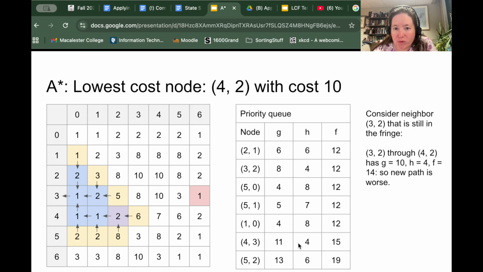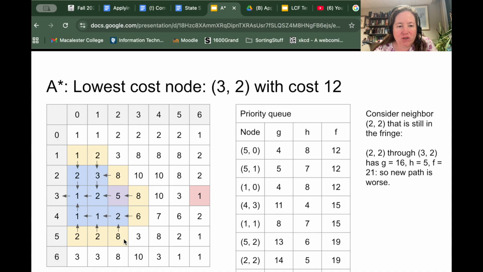We then go to try 4,2. 3,2 is a neighbor that was already in the fringe, but we don't update it because it's still more expensive. And notice that 5,2 is a neighbor that now has a really high cost because we're starting to hit those more expensive cells in the grid. So that's dropping all the way to the bottom of the priority queue.